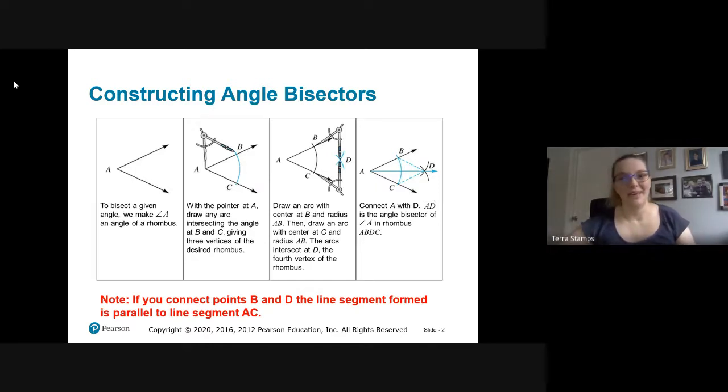That's what's called a rhombus method of doing this. Because we left our compass the same width the whole time, we basically constructed a rhombus. And then the diagonals of a rhombus bisect each other.